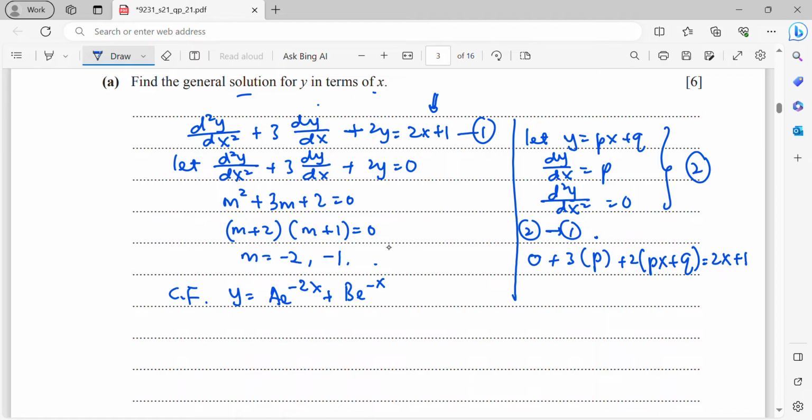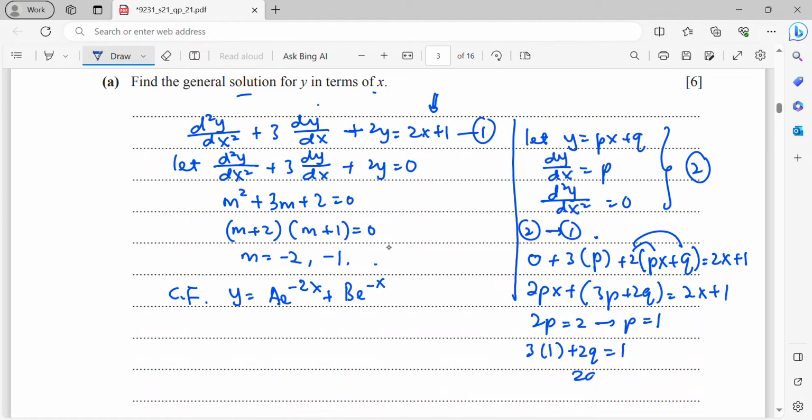Before I compare, I will just group the x and the constant first. So here I do expansion, I get 2px, and then I will be getting (3p + 2q), that equals 2x + 1. Then from here, I will just compare. 2p equals 2, therefore p is 1, and then 3p + 2q is 1. Therefore, 2q is 1 - 3, which is -2. At last, my q is -1.